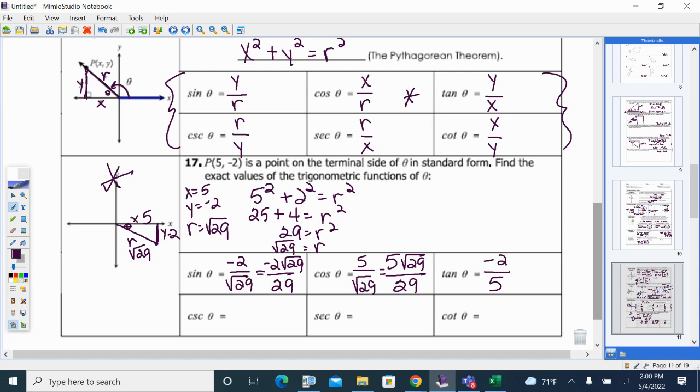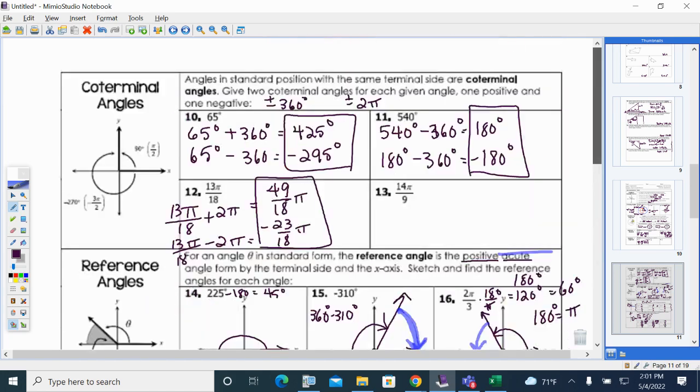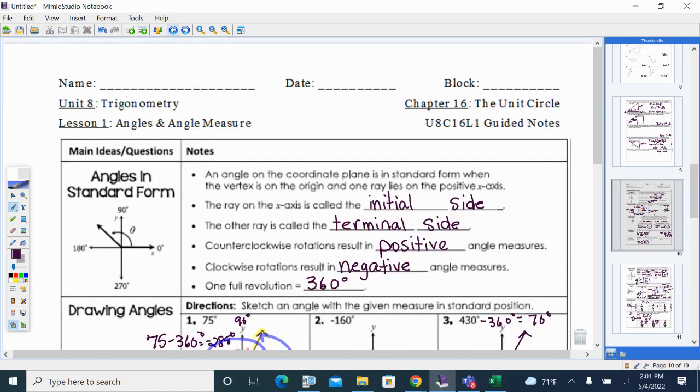So now to find those inverse functions, we just need to flip, and I'm going to go back to the originals, and I'm going to flip this, keeping the negative in the top, flip, and flip. So there are your notes for chapter 16, lesson number 1 on angles and angle measures.